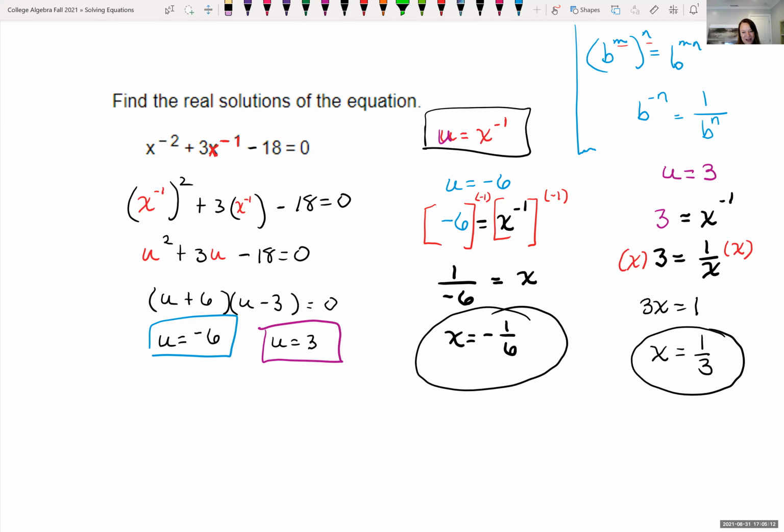So a lot of times in mathematics, there are different ways to approach equations or expressions and how you're going to simplify or solve.